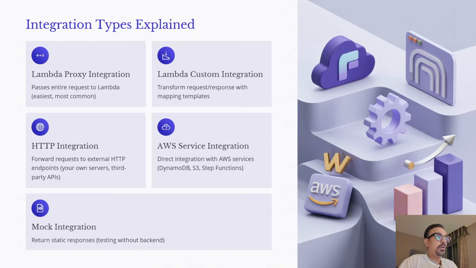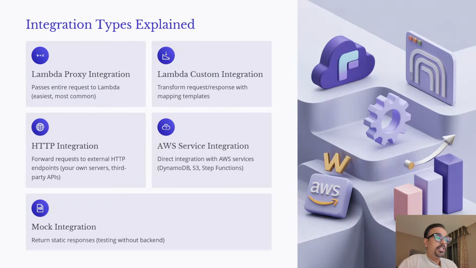Now, let's look at the different integration types available in Amazon API Gateway. We just spoke about Lambda, but the most common one is Lambda proxy integration. It passes the entire incoming request directly to your Lambda function, letting the function handle everything: the request, logic, and response. It's simple and widely used in serverless applications. Next, we have custom integration, that is Lambda custom integration, which lets you transform the request or response using mapping templates before it reaches the Lambda function or before the response is sent back. This gives you more control over the data format.